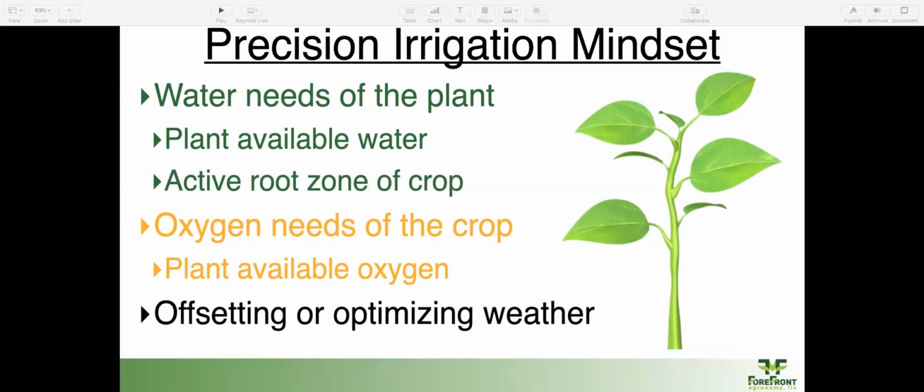And then finally, being able to use irrigation to offset or optimize the weather. We live in an area with lots of extremes in weather conditions. There are times of the year that we have the ability to offset some hot weather, windy weather, whatever it may be. And then there are times of year that we need to manage our irrigation with the mindset of optimizing the weather that we do get. We're fortunate enough to catch that rain, and we don't want to shut that plant down by adding more water to it. So these are some of the things to think about as we continue to move through this and talk about managing irrigation in corn.